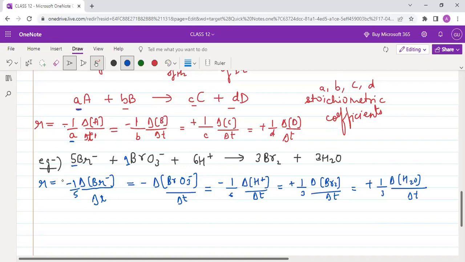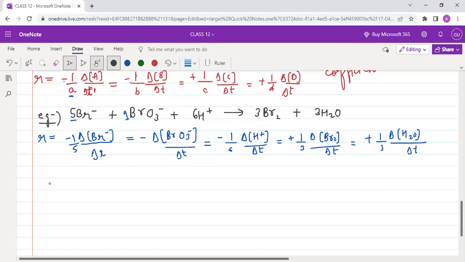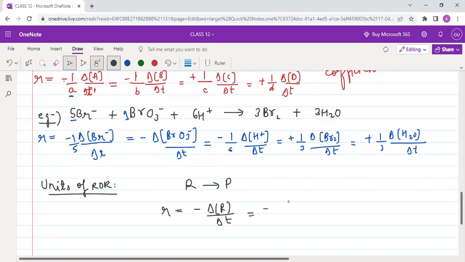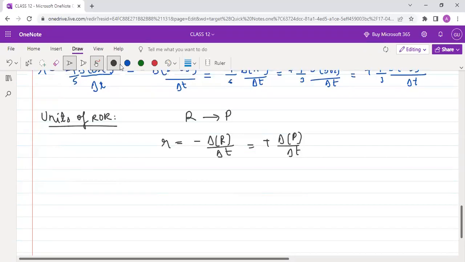The next subtopic is units of rate of reaction. The reactants get transformed into products, and if we write the rate expression, it will be minus delta R by delta T or delta P by delta T. So you are seeing that in the numerator concentration is present, and in the denominator time is present.